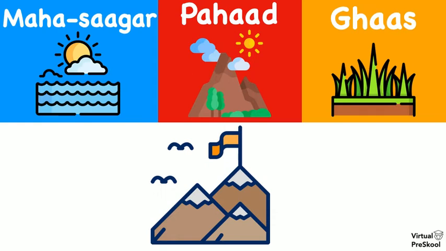What is the tallest mountain in the world? How do we say mountain in Hindi? If you said Pahad, very good. The tallest mountain in the world is Mount Everest in the country of Nepal.